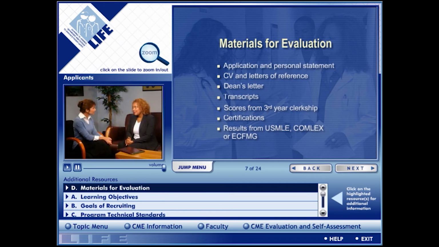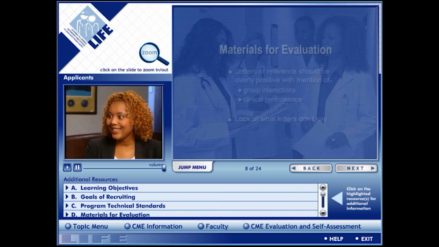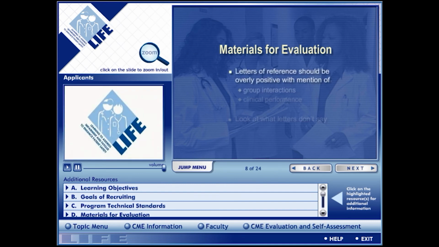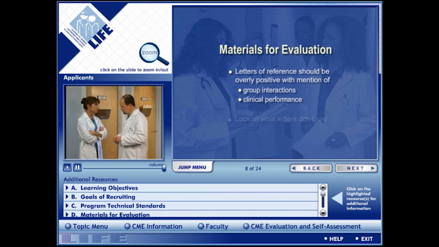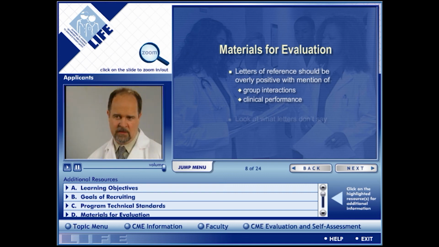Of these, the letters of reference, CV, and results from the clerkship may provide some insight into characteristics of the applicant. As you are no doubt aware, letters of reference frequently suffer from grade inflation. In other words, they should appear as overly positive and almost glowing, especially when group interactions and clinical performance are discussed. If these subjects are not discussed, or if the performance is rated as adequate or satisfactory, then this should serve as a red flag that there may be a problem with the applicant. Overly brief letters should also raise concerns.